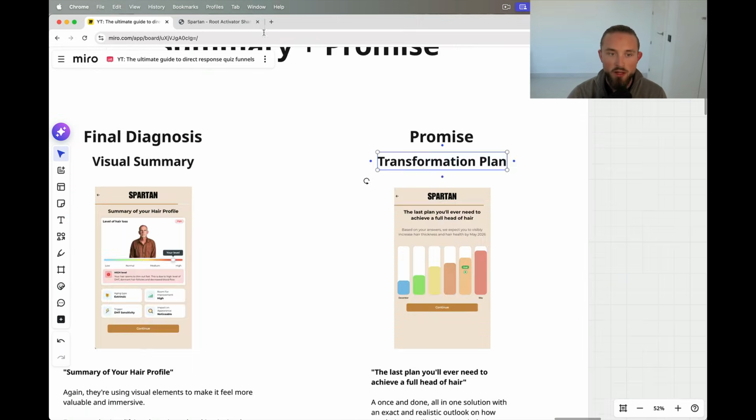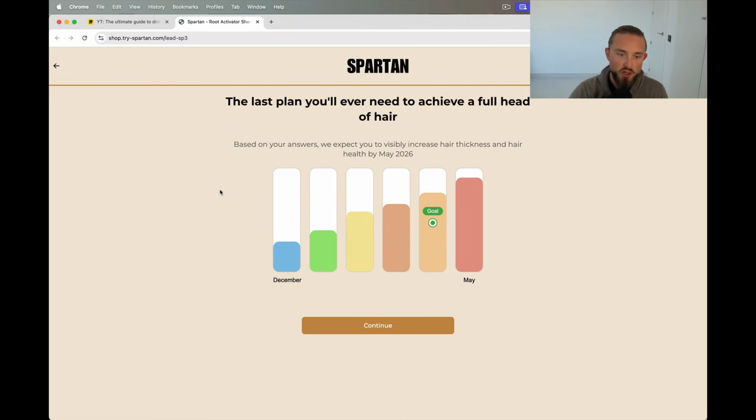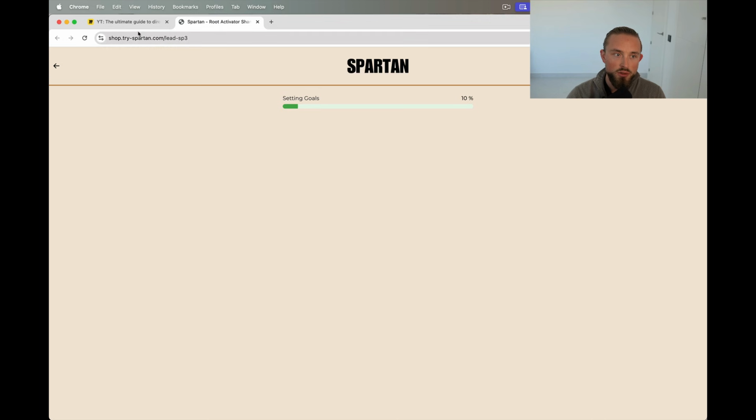So we tell them, hey, this will be your individualized transformation plan. So what you can see here, that they take the current month, for example, December, and then they go 6 months into the future. So this is really great because this already frames the person on buying more, right, which I'm going to talk about in a second. But this already frames them on, hey, this is the last plan you ever need. And based on your answers, we expect you to have visible increase in hair thickness and hair health by May 2026. So essentially, we tell them, hey, listen, you take this for 6 months, and then you're going to be at your desired situation. So now let me click on continue.